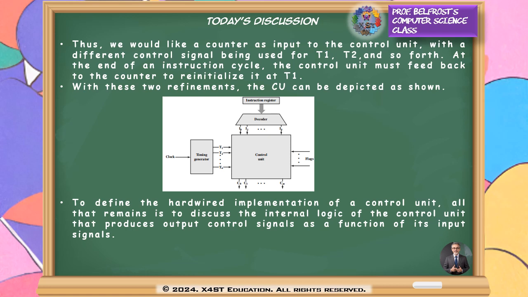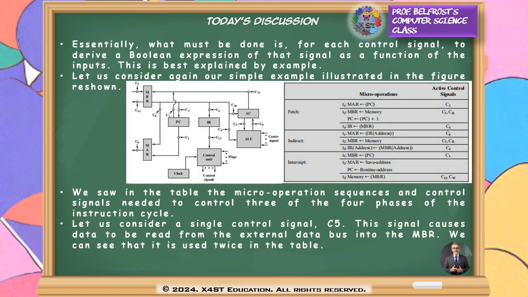So to define the outward implementation of a control unit, all that remains is to discuss the internal logic of the control unit that produces output control signals as a function of its input signals. Essentially, what must be done for each control signal is to derive a Boolean expression of that signal as a function of the inputs. And this is best explained by an example.